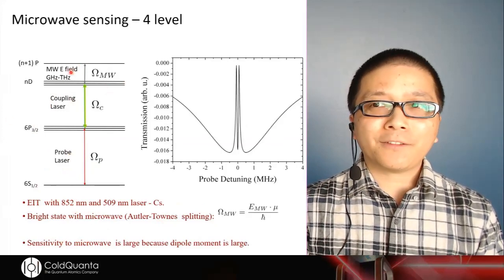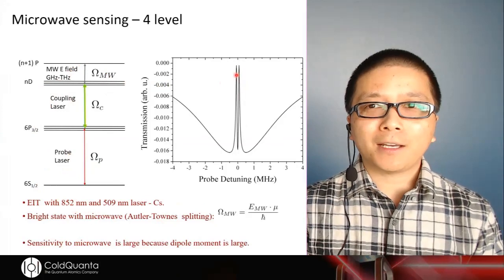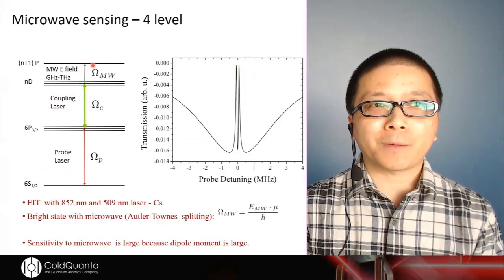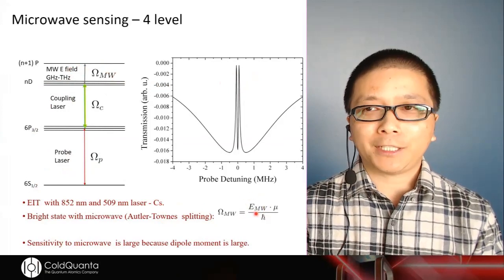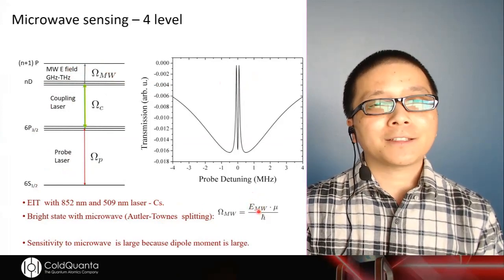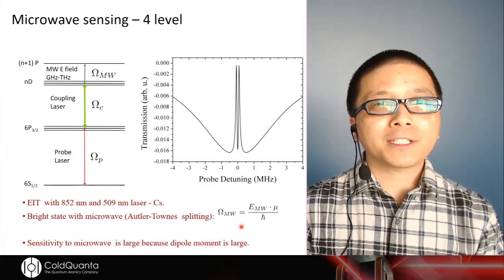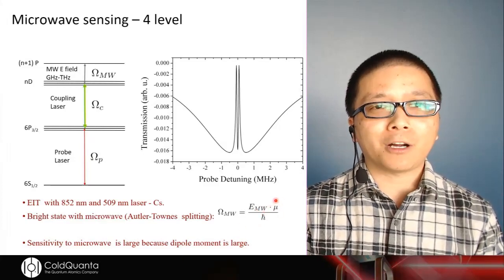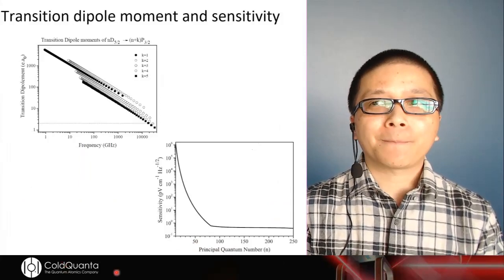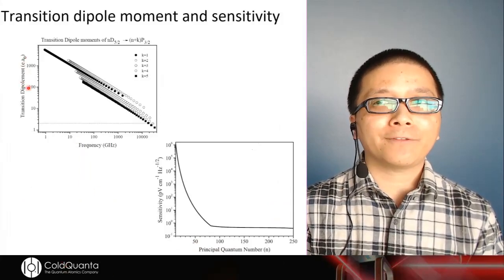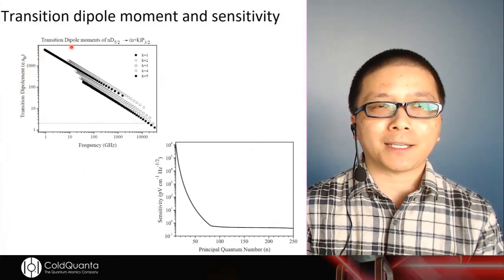The frequency distance of the splitting is proportional to the Rabi frequency of the microwave, therefore proportional to the electric field amplitude. The sensitivity here is very large because the transition dipole moment mu here is very large. So how large is the transition dipole moment? We calculated the transition dipole moment for different transitions between Rydberg states.